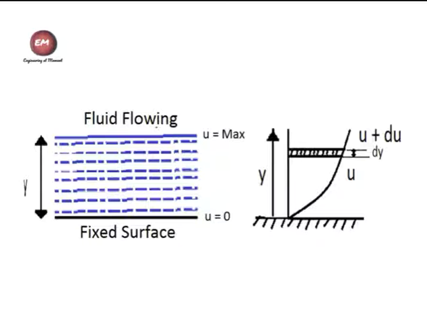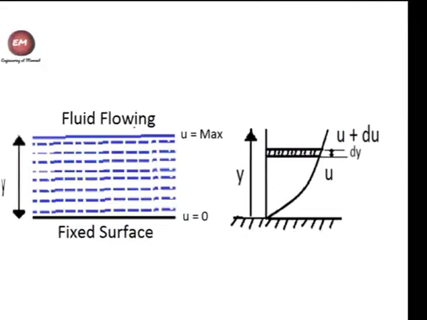For thick fluids, viscosity is more, and for thin fluids, viscosity is less. This is due to the reason that thick fluids offer more resistance during the flow, and thin fluids offer less resistance during the flow.